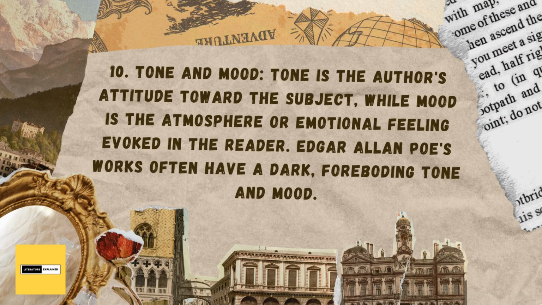10. Tone and mood. Tone is the author's attitude toward the subject, while mood is the atmosphere or emotional feeling evoked in the reader. Edgar Allan Poe's works often have a dark, foreboding tone and mood.